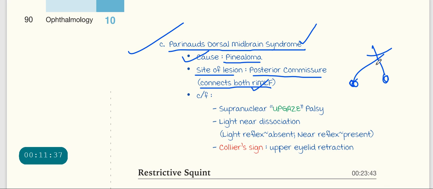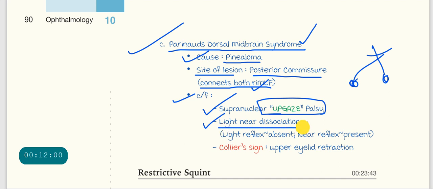Okay, now what are the clinical features associated over here? So the clinical features are supranuclear up gaze palsy and light near dissociation. Okay, so in light near dissociation, the light reflex is absent and the near reflex is present. Now you can clinically see Collier's sign, which is upper eyelid retraction. So Collier's sign is nothing but upper eyelid retraction.